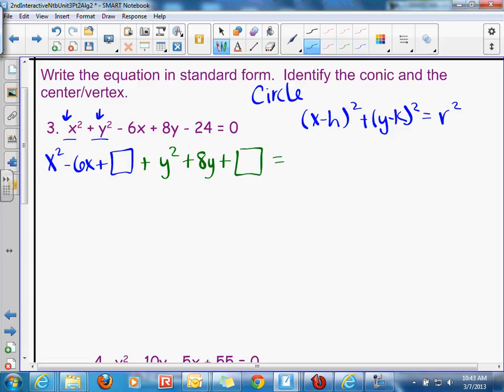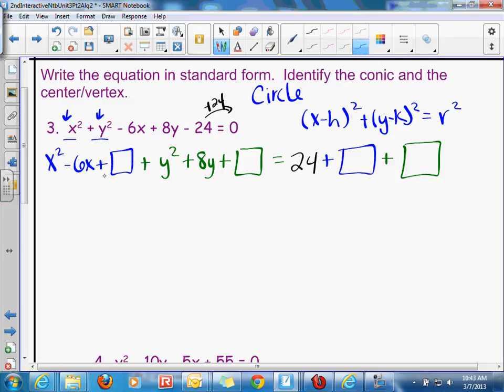Then this negative 24, he just kind of really doesn't belong, so we're going to move the 24 to the other side by adding 24. So I have a positive 24 over here. And to even out the equation, whatever we add for the x's we must add, and whatever we add for the y's we must add. So we put these here so that we don't forget to do that along the way.